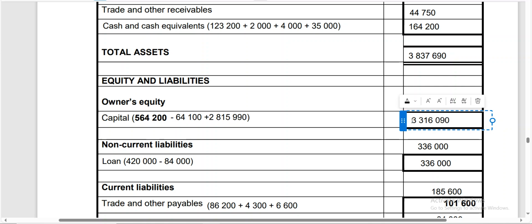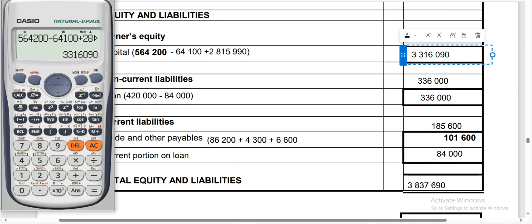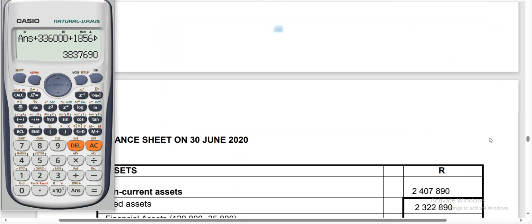So now our total assets should be equal to equity and all the liabilities. So our equity is 3,316,090. So we're going to take it and say plus long-term liabilities, which is 336,000, and then we are also going to add it with our short-term liabilities, which is 185,600. So the total between the two is the same. You see, 837,690. So guys, I covered 100 marks with you.